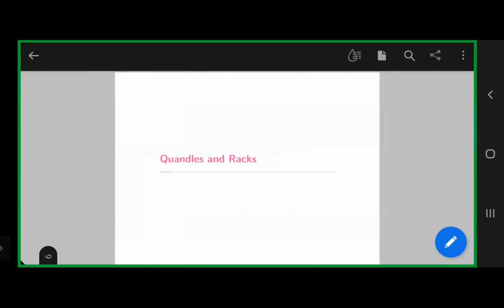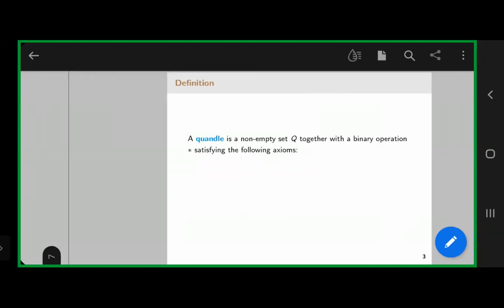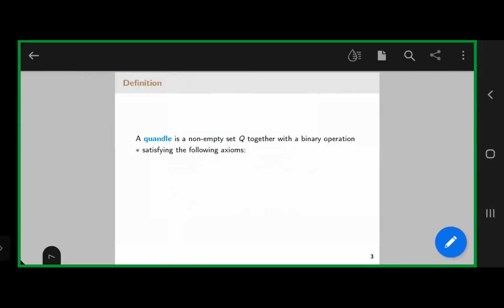Let me define the other term of my talk, the Quandle. A rack is just a generalization of it. Anyway, a Quandle is a non-empty set Q together with a binary operation. The operation satisfies these properties. The first property is that it is idempotent. That means x star x has to be equal to x. Second, for each x and y in the Quandle, you can always find a z such that x equals z star y, and this z has to be unique.